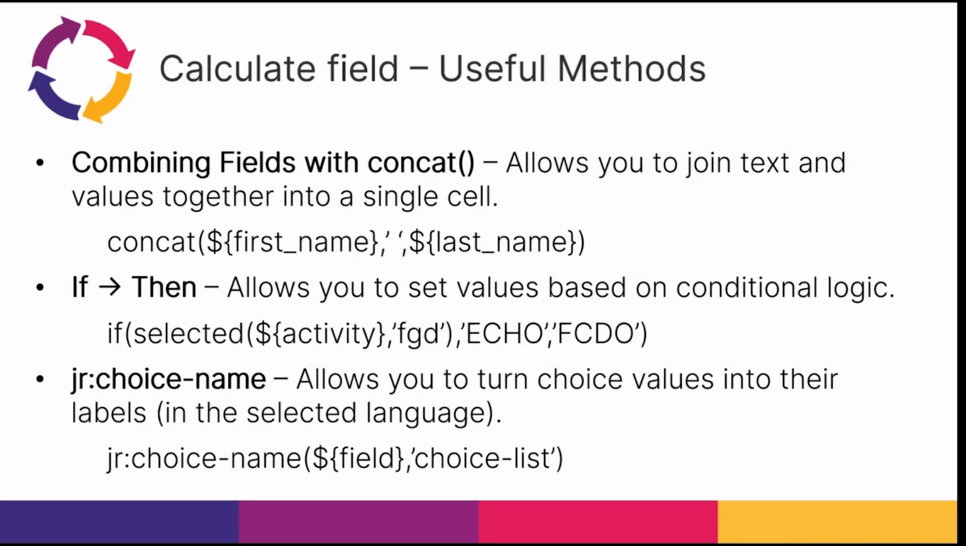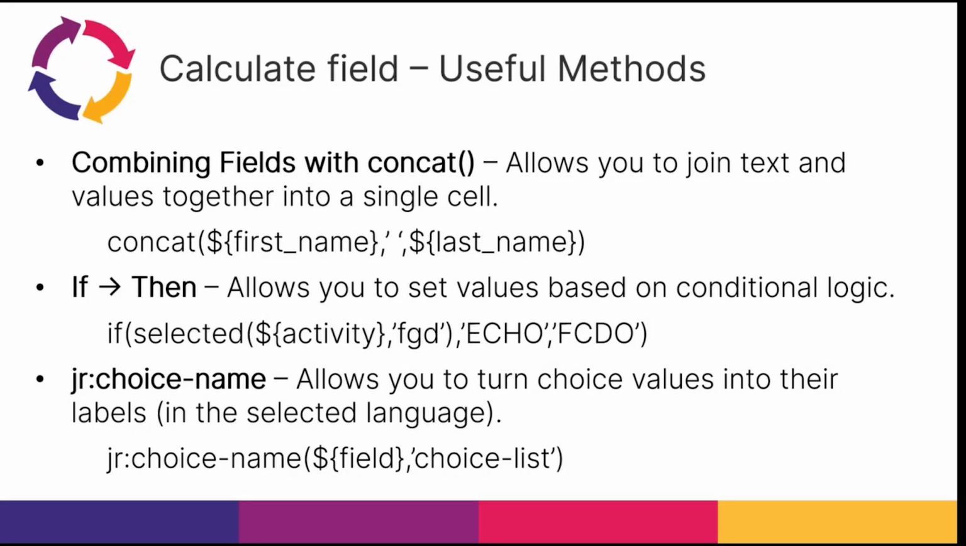Similarly, if you wanted if-then logic, you can also implement this. This is a bit more complicated. If-then logic always works like: if something is true, then do this, otherwise do that. So in this case, if the person has selected FGD, then assign echo, otherwise assign FCDO. So rather than asking your user whether this is echo or FCDO, if FGDs are always assigned to echo and everything else is under FCDO, you could put a calculated field that does that logic for the user so that they don't have to.